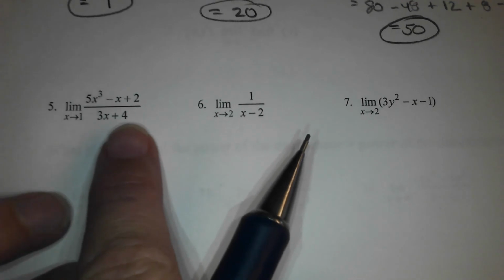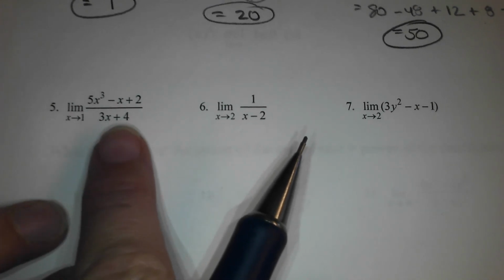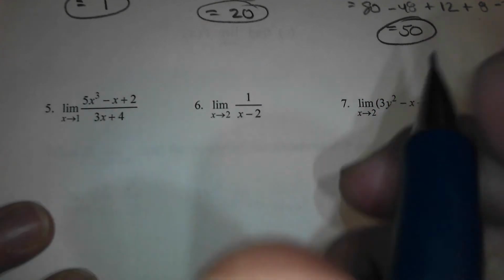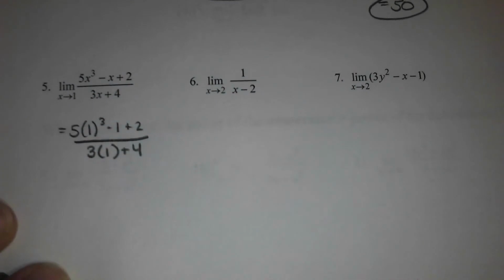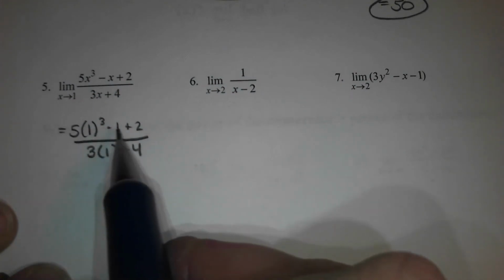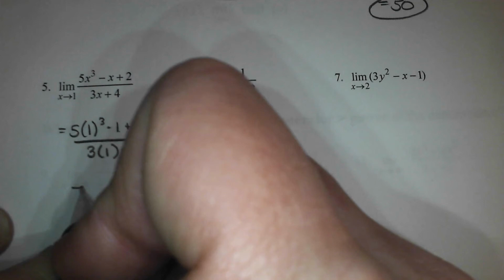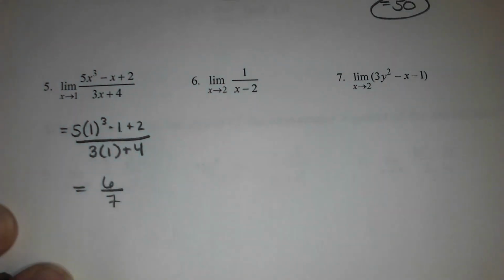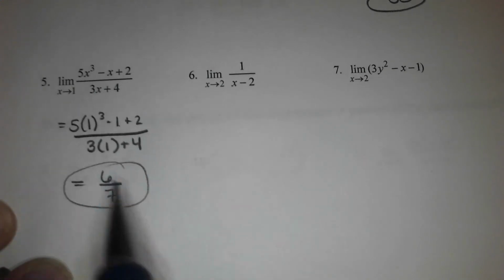It's going to get a little bit trickier here. Maybe not this one, I can't quite tell yet. Maybe this one will be okay, but definitely 6 when we get there. So if I plug in a 1 and directly evaluate, I get 5 minus 1 plus 2, so that'll be 6 over 7. So that's good, right? Easy.